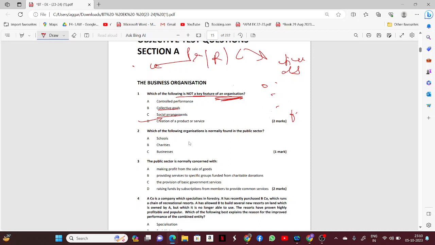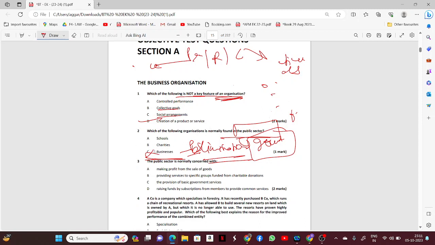So let's move forward with the next question. Which of the following organizations is normally found in the public sector? Public sector means government sector mainly. Whenever we look at the questions, we can always use the elimination method. That is the best method in MCQs. Businesses cannot be an option because normally we cannot find a business in the public sector. Businesses are made for profits and will be found in the private sector. So this is not an option.